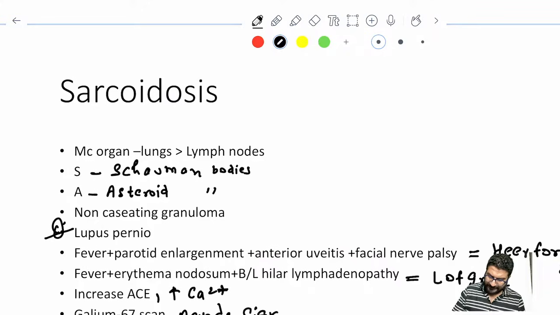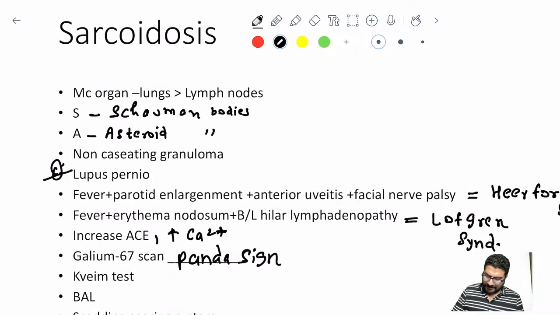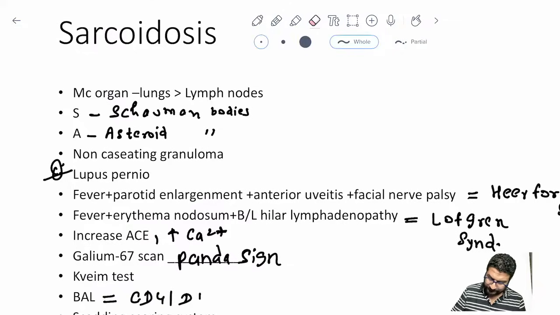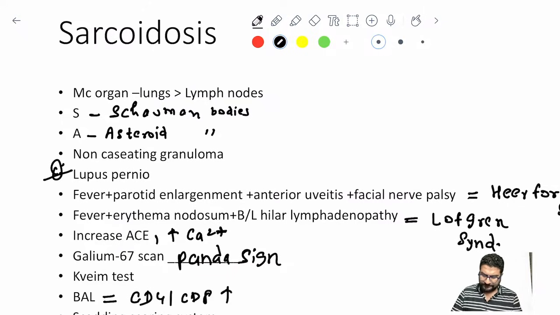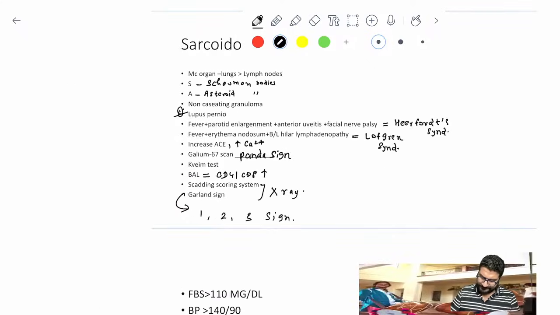Previously we were doing this test, but now we don't do. We call this Kveim test. BAL means bronchoalveolar lavage. So here you will see CD4 to CD8 ratio will increase. And we have a scoring score that is based on X-ray. These two are X-ray findings. In X-ray what you will find is Garland sign, or we call this 1, 2, 3 sign. So these are all the MCQs on sarcoidosis.